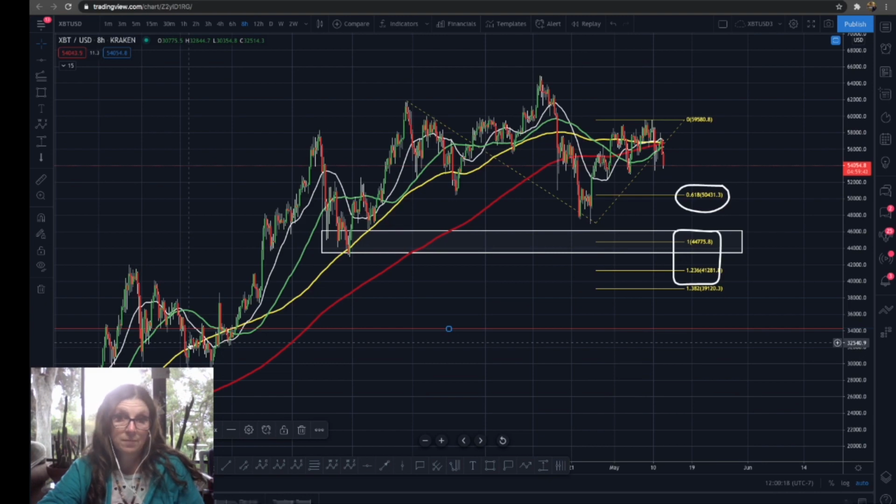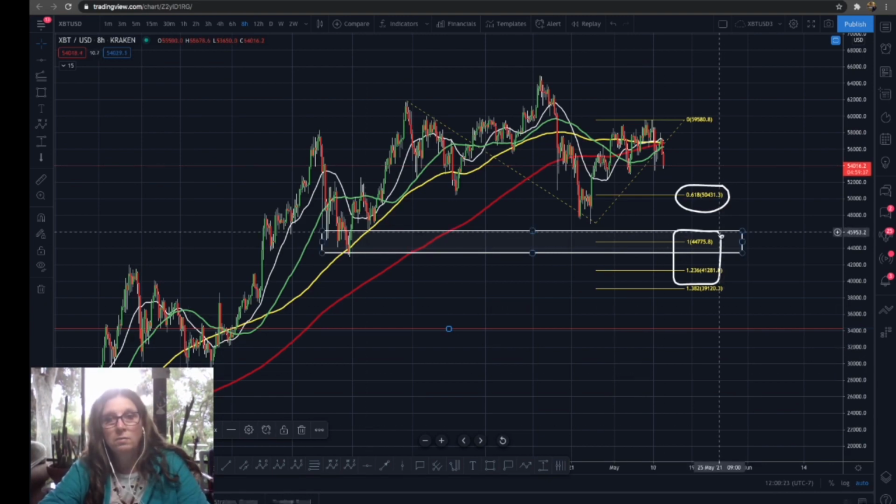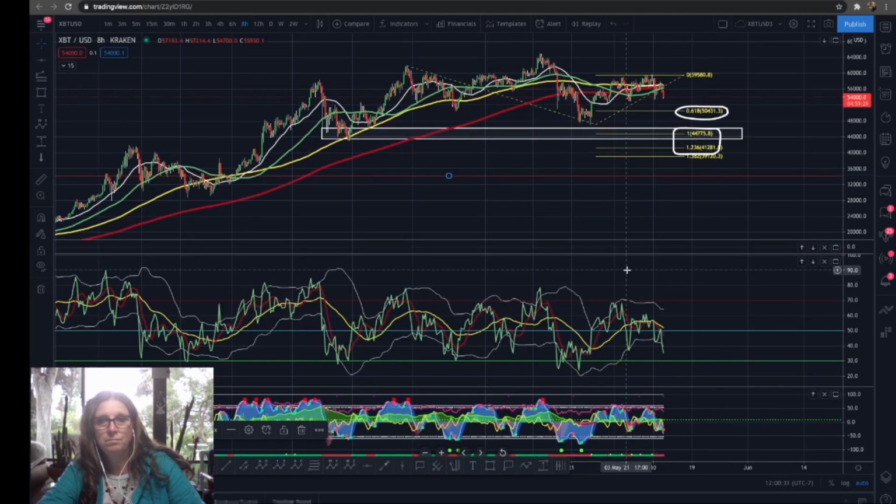But let's see what happens. I definitely don't have a crystal ball. I'm just giving you my best bias and based on my Elliott Wave knowledge. Let's take a look at RSI quickly.